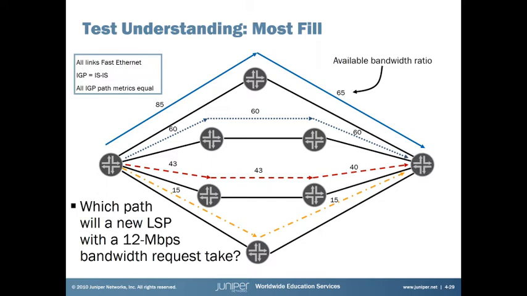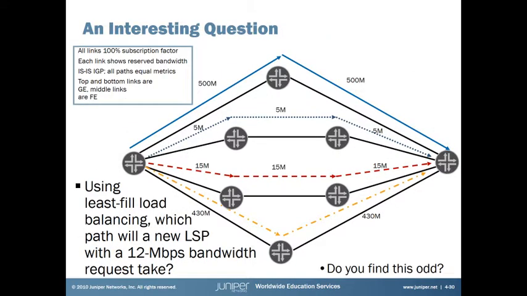Okay, what about most filled? Well, then of course it's going to take the bottom path with the most filled option, because the bottom path has only got 15% left. So it is the most filled path. Okay, so let's take a look at that scenario with those tie-break rules. What about this scenario here?